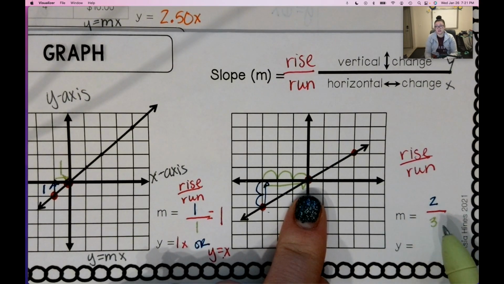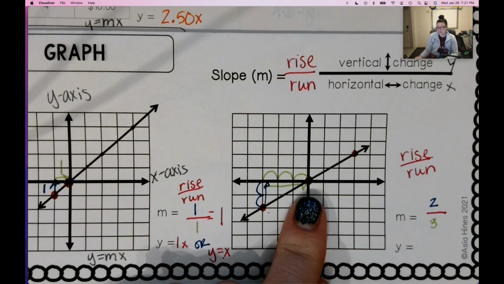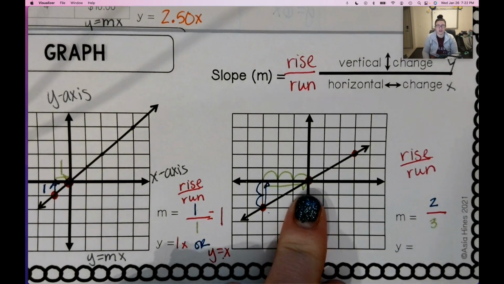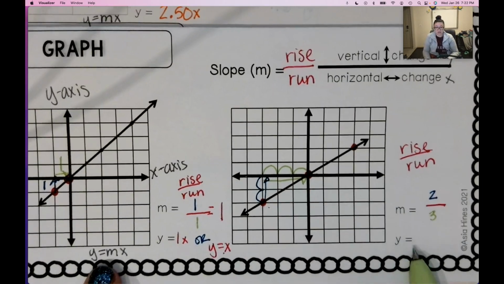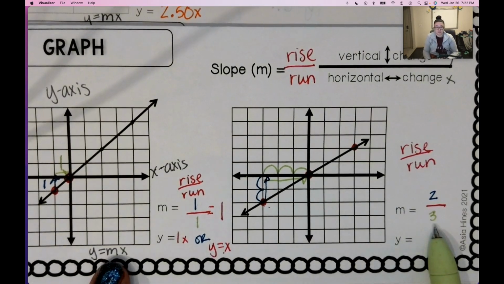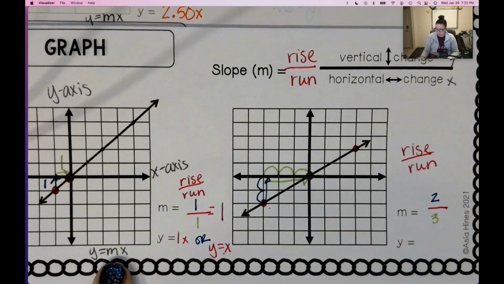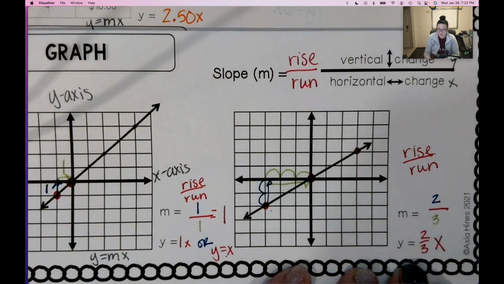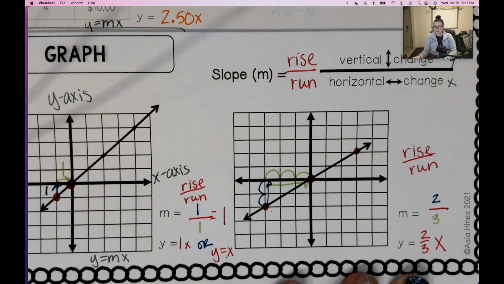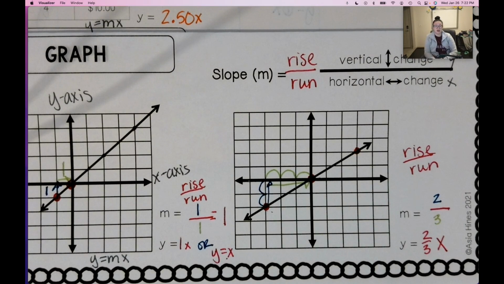That fraction, 2/3, is not going to simplify pretty for me. So that means that that's my slope. I don't have to do anything extra. So then I'm writing my equation. I just substitute my slope in for my m. So my y is equal to 2/3 times x. Pause the video if you have any questions on this for us.